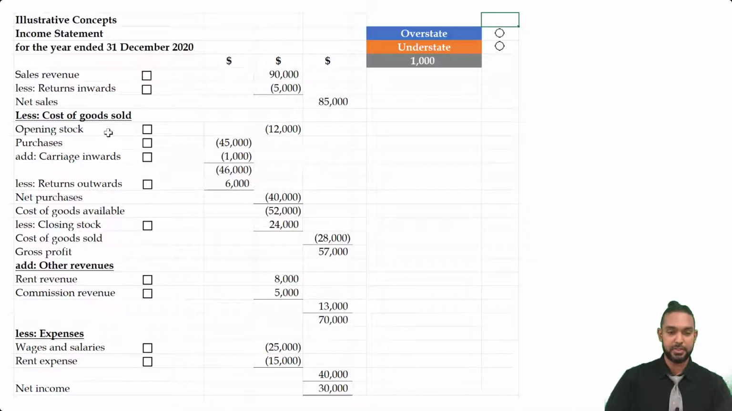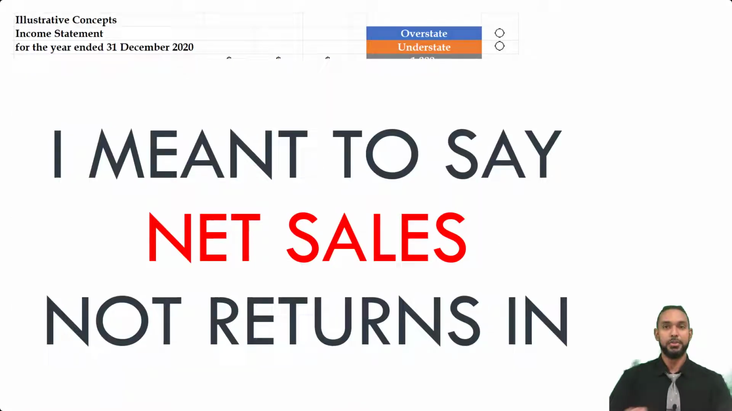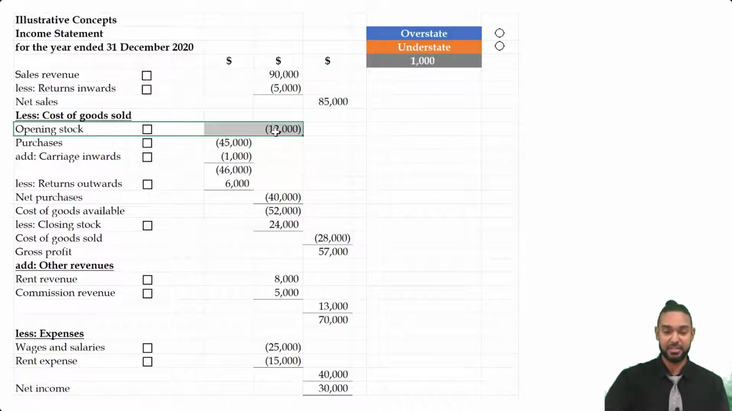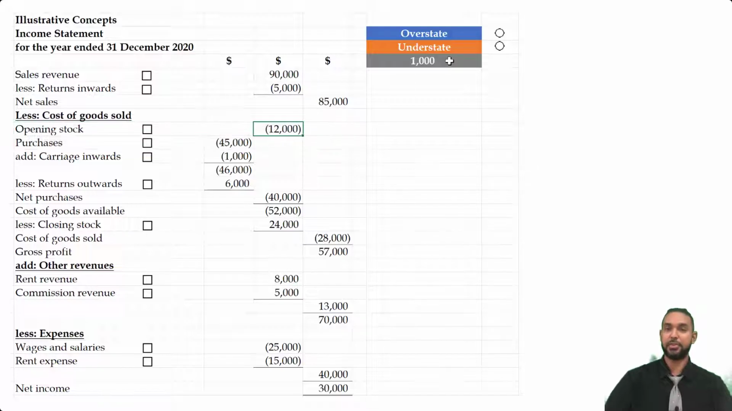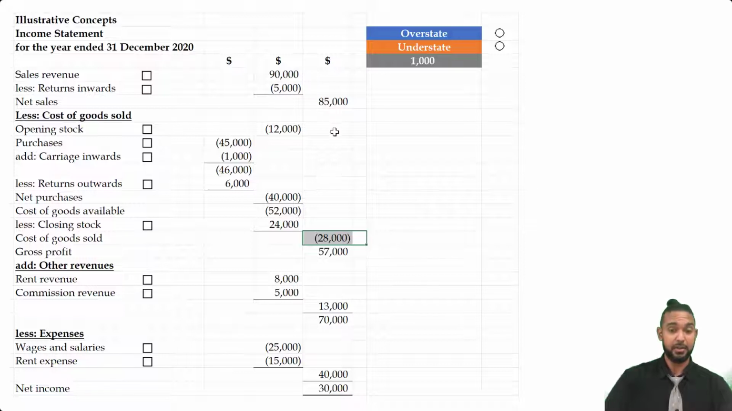So opening stock, as we can see, the opening inventory is added in the course of computing cost of goods sold, which is then subtracted from returns in. So cost of goods sold is an expense. Opening stock is one of its components, that increases it. Now, again, if you're not following all that, let's just look at what happens to net income when we change opening stock. So let's leave it with $1,000 and let's overstate it first of all. If we overstate opening stock, it's going to go up to 13, which means cost of goods sold is going to go up to 29, which means that this is going to go down to 56 and this is going to go to 29.